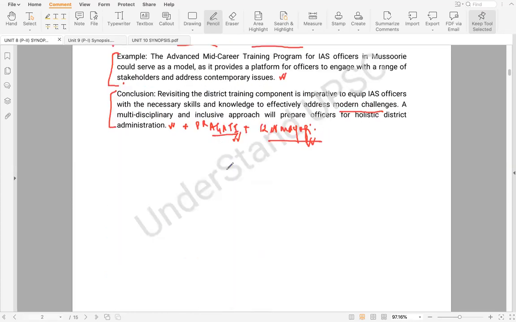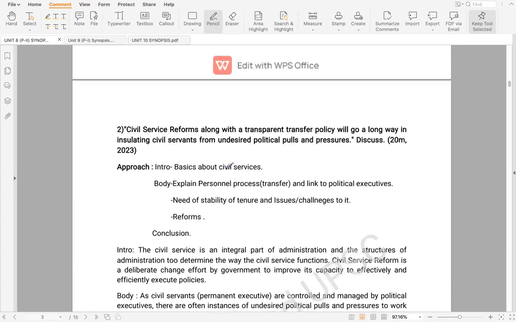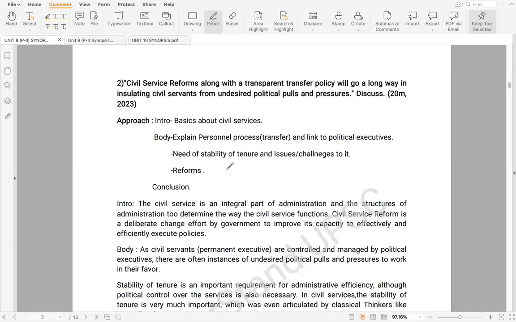All right, seeing none. The second question is with reference to a transparent transfer policy. This was again seen this year. So the direct question, I'll read the question first.